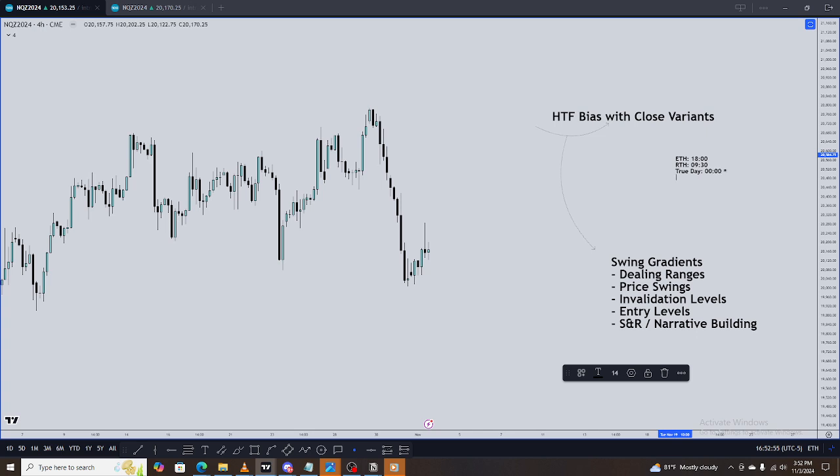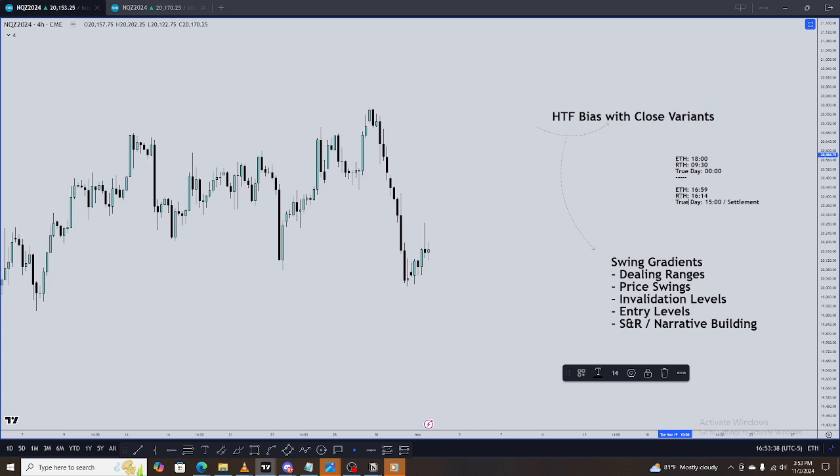right? And so if we have these openings, we also have the closes, right? And so we have the electronic trading hours close, which is 16:59. The close of that candle is the close of electronic trading hours. Regular trading hours would be 16:14, the close of that. Now, this is where it's a bit of a gray area. You can use true day, which would be 1500. But then we also have the option for settlement, right?